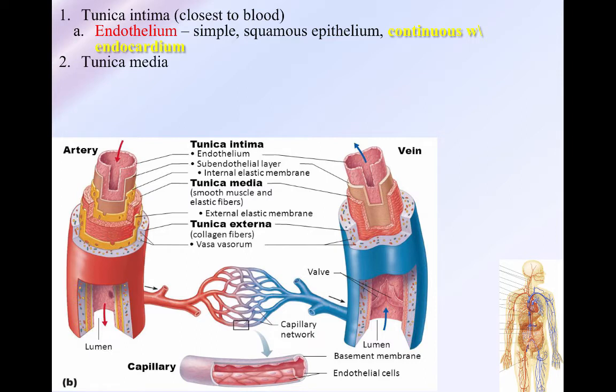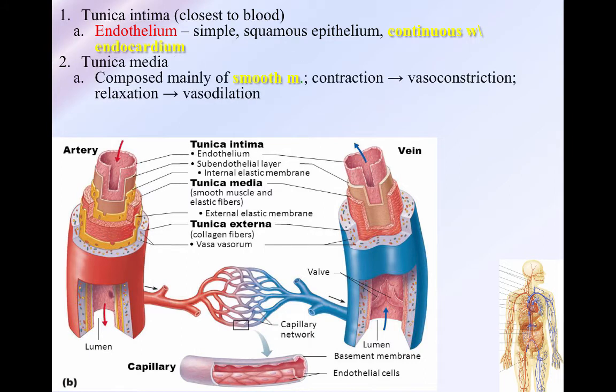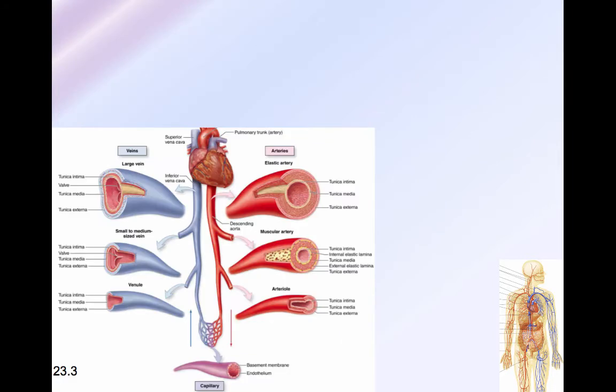As we move away from the blood, we come to the middle layer, which is known as the tunica media, and it's composed mostly of smooth muscle. And as you're aware, if the smooth muscle contracts, we'll get vasoconstriction. And if the smooth muscle relaxes, we'll get vasodilation. And then lastly, we come to the outer layer, the tunica externa. It's mostly areolar connective tissue, but again, there are elastic fibers there, especially in the elastic arteries, but even in the muscular arteries and the arterioles. There's not nearly as much elastic tissue in the veins.